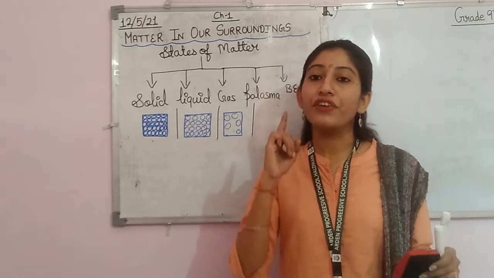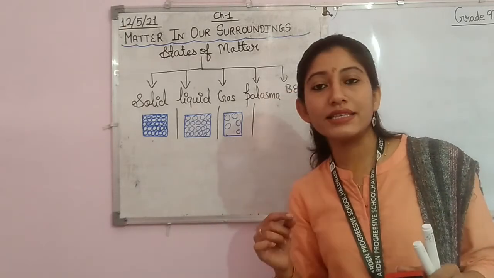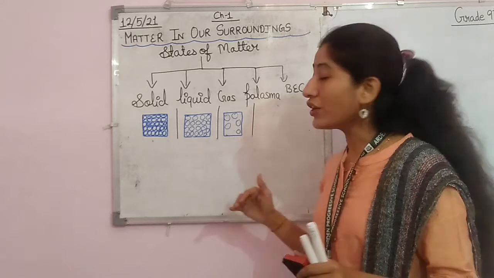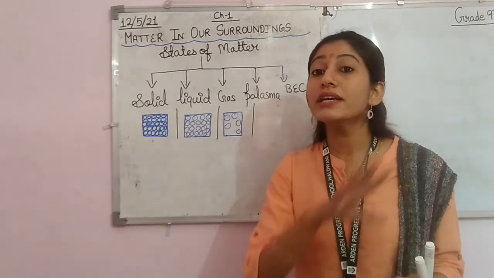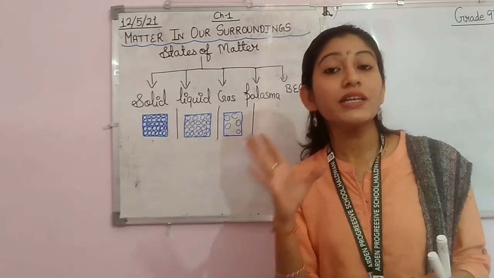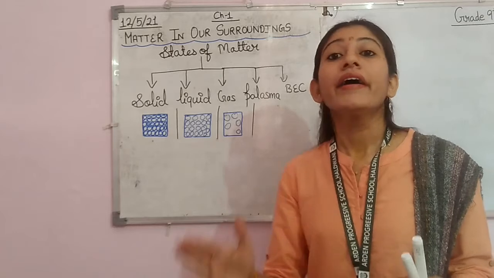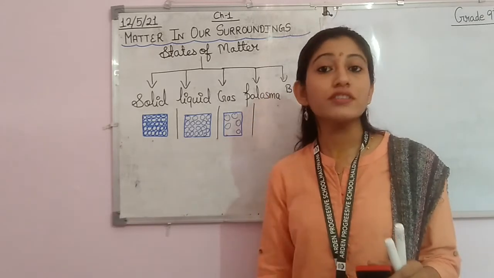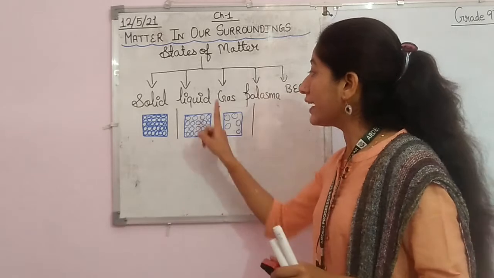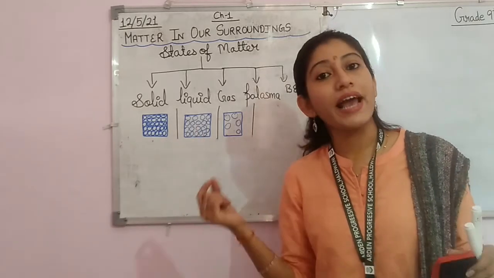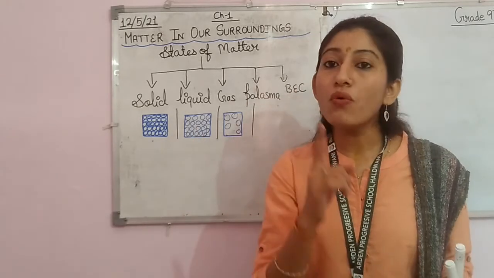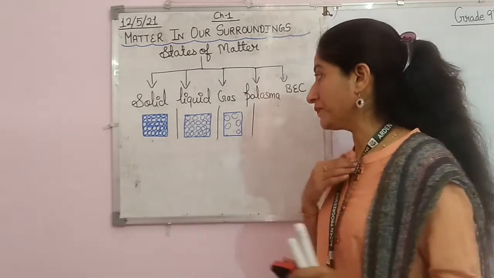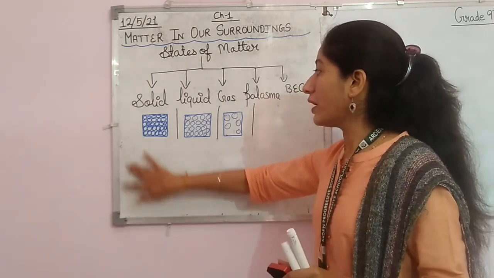Rigid means the tightness. So tightness is very much in solids, then a little less in liquid, and then gases do not have any type of rigidity. When we talk about fluidity, fluidity means flow. Solids do not have any type of fluidity. And yes, liquids have fluidity, but the most fluidity is with the gases.